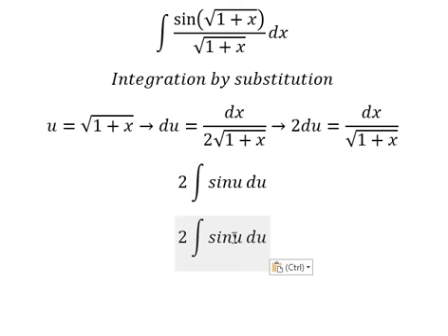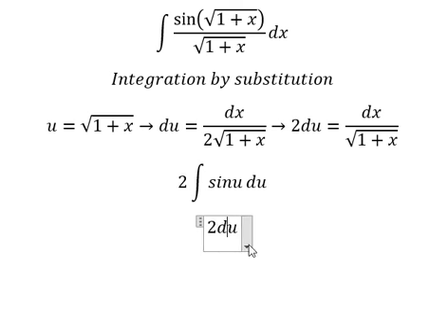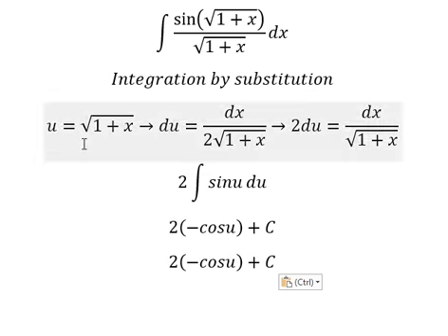The integration of sine u, you get negative cosine u. And we put plus c. About u, that's this one.